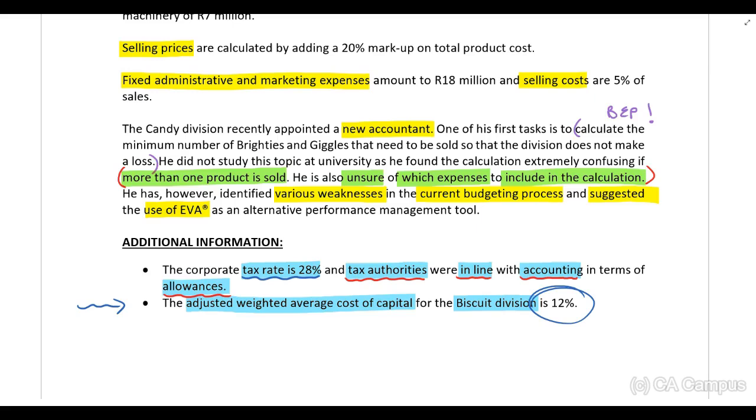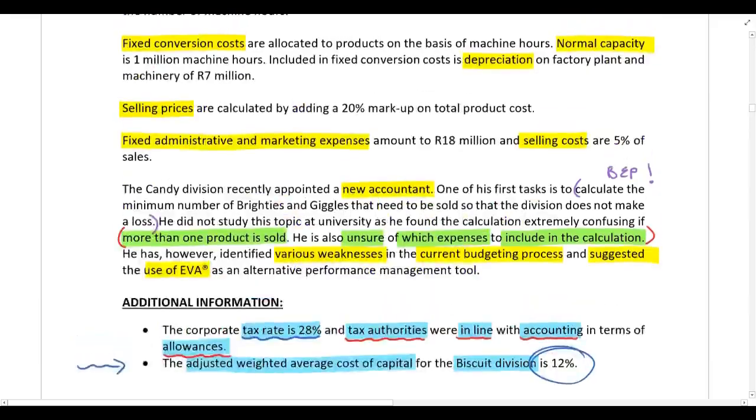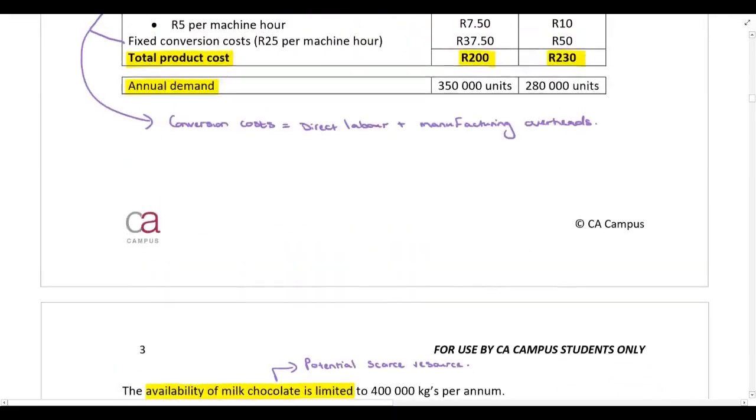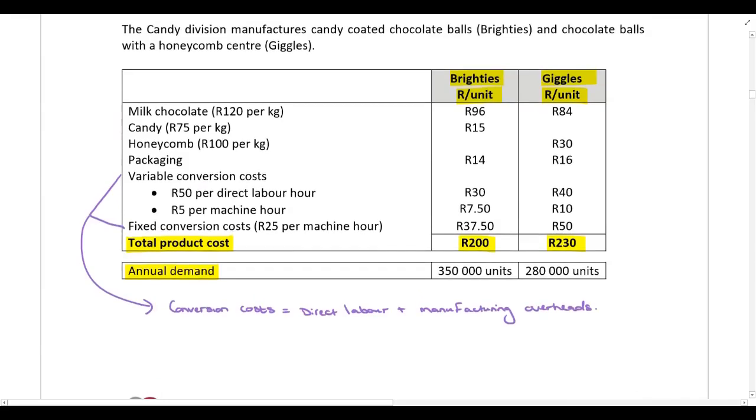Because remember, the break-even point is the point where you don't make a profit or a loss. So it's the point where your profit is zero. So any income or any expenses that affect profit or loss must be taken into account in the calculation. So let's go through the expenses that we've been provided with, and we can then discuss each of those in more detail.